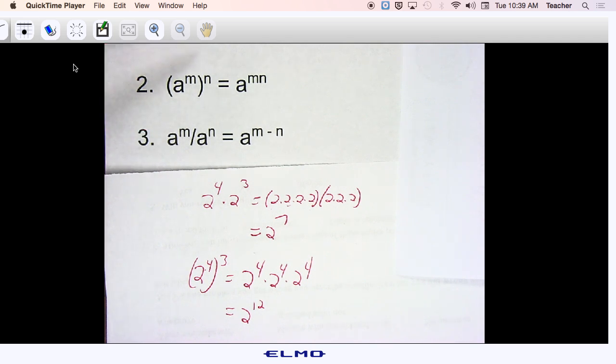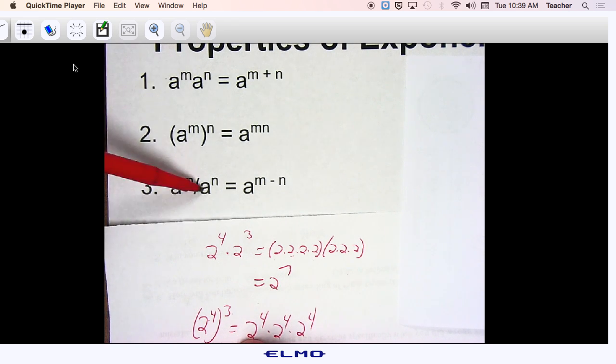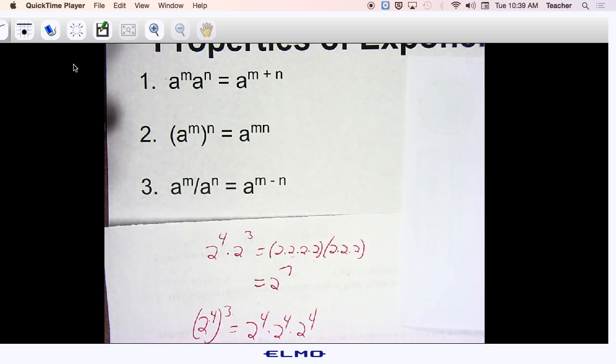Property 3 is sort of the mirror image of property 2, and so, of property 1. And so here in property 1 we were multiplying with the same base. Here we're dividing with the same base, and in this case we subtract the exponents. So a to the m over a to the n is a to the m minus n.